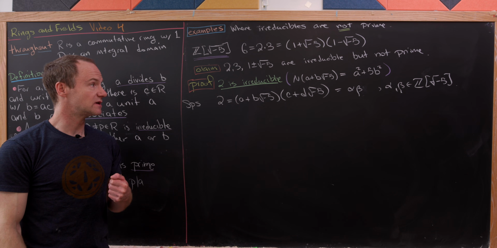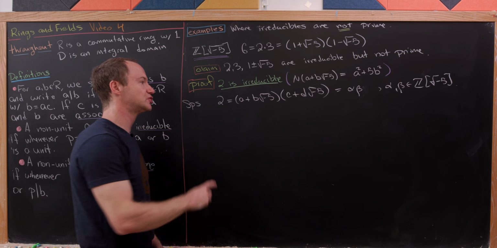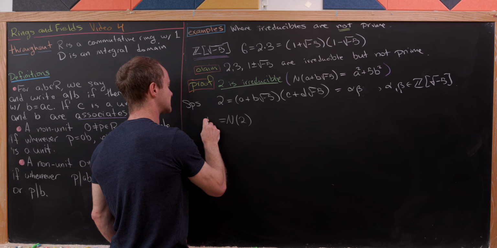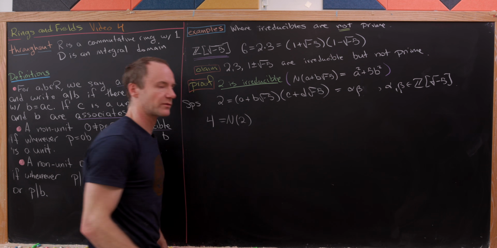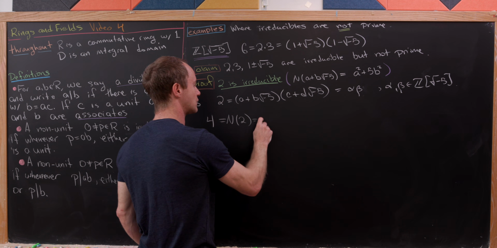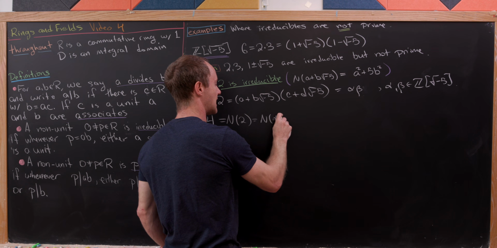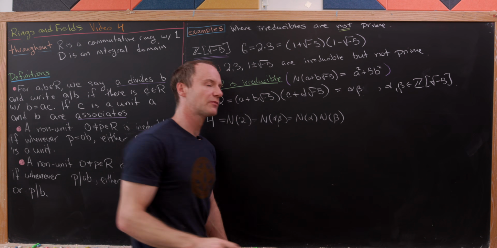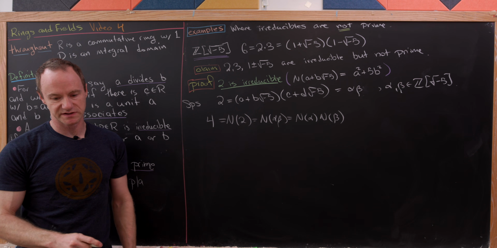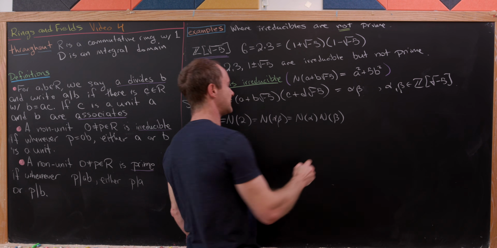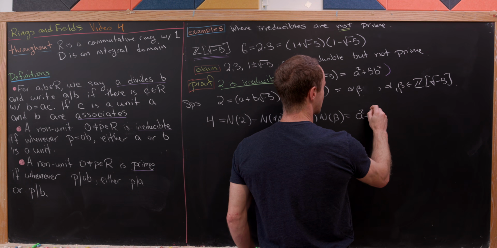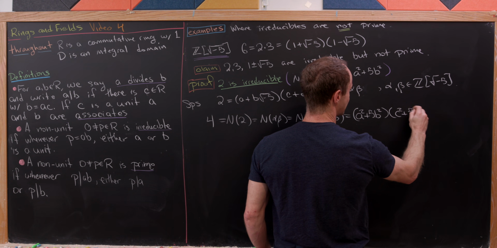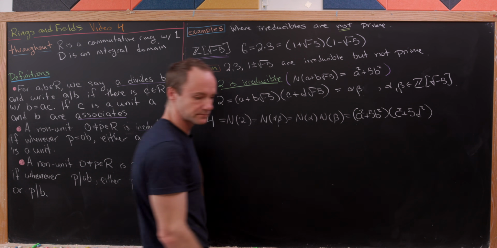Now what we can do is apply the norm function to this equation. So let's notice that the norm of 2 is equal to 4, just by that formula right there. But that's going to be equal to the norm of alpha times beta, but that's the norm of alpha times the norm of beta. In the previous video, we proved that this norm function was multiplicative. But then that's equal to a squared plus 5b squared times c squared plus 5d squared.